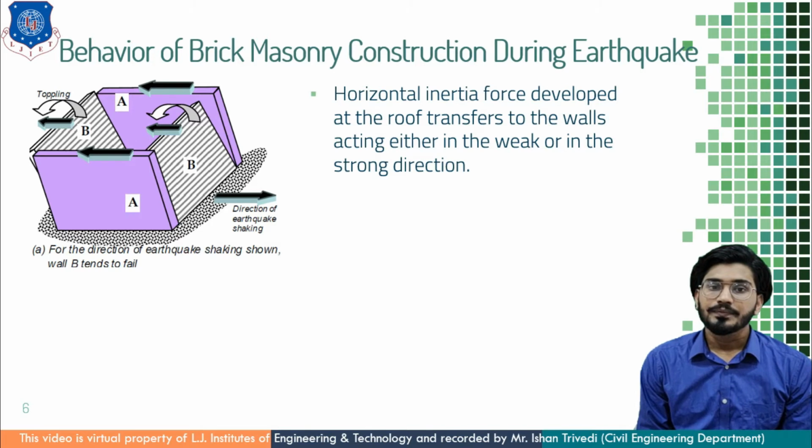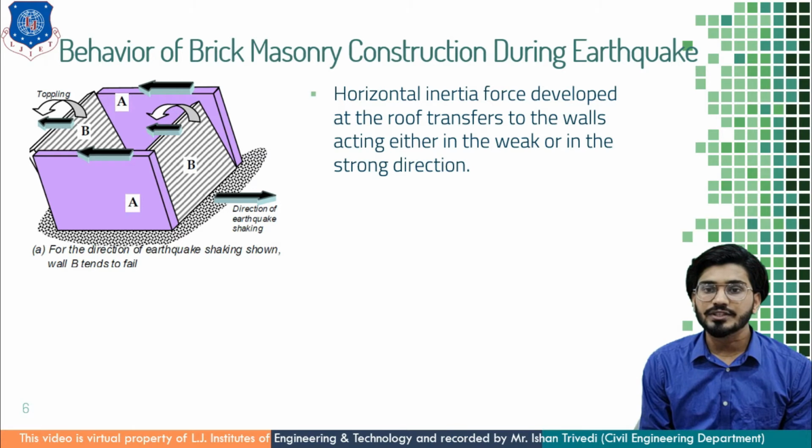as I said, this horizontal inertia force developed at the roof is transferred to the walls and acts either in the weak or in the strong direction. See, the entire roof slab is covered with two weak walls and two strong walls. So whatever inertia force is developed on the roof will be shared among the strong walls and the weak walls, which ultimately is opposite to the direction of the earthquake.